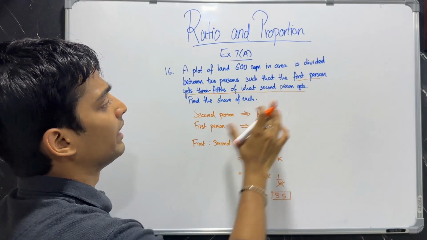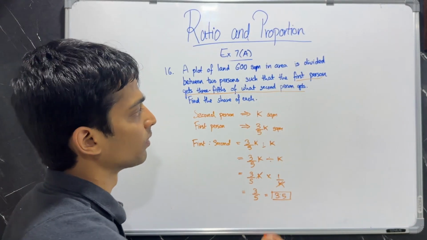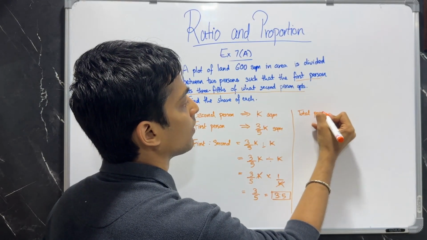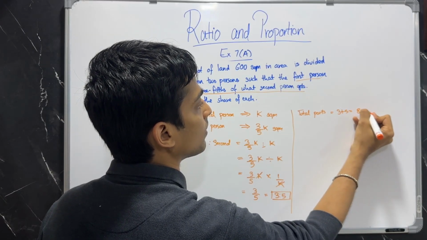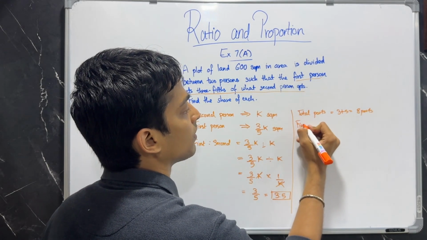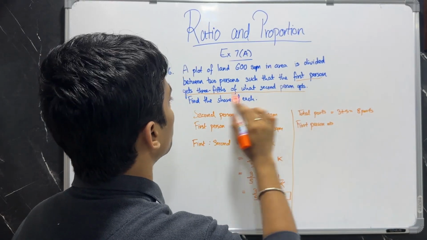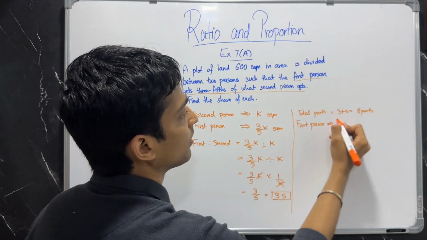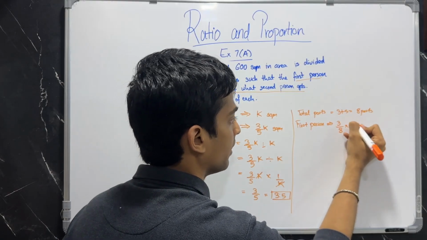Now we have got the ratio. We just have to divide 600 into this ratio. Same process like how we have solved before. So total parts will be 3 plus 5, 8 parts. Next, first person gets 3 parts out of 8 parts of 600.